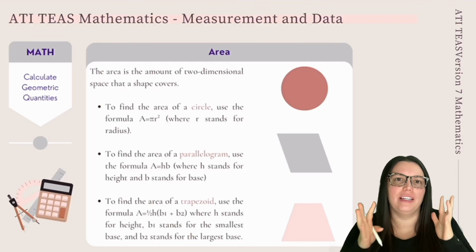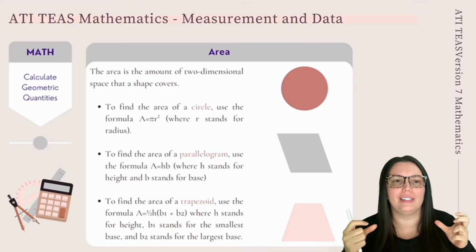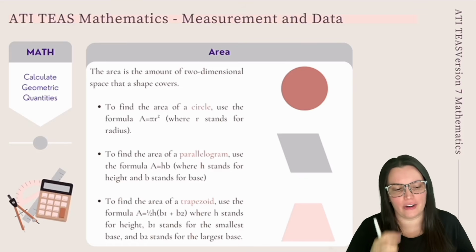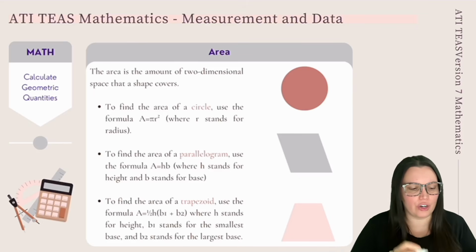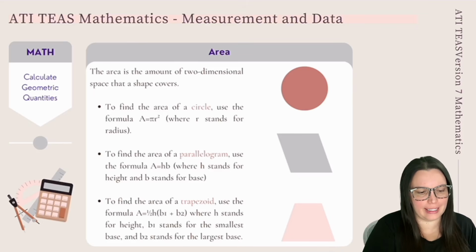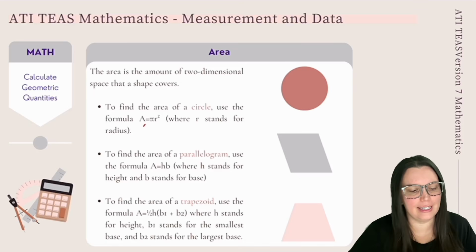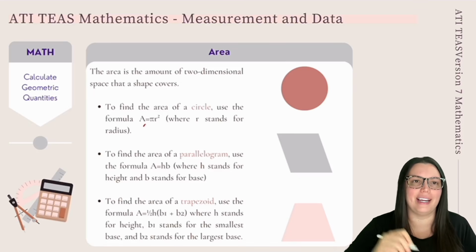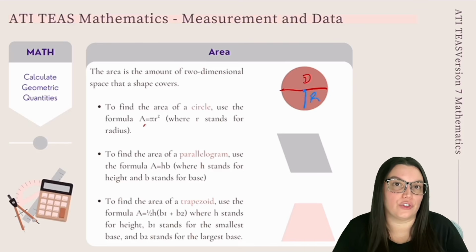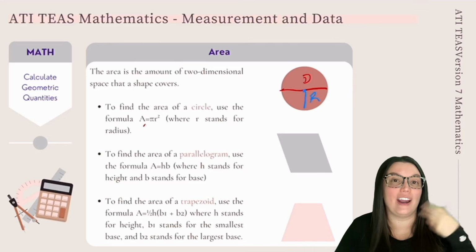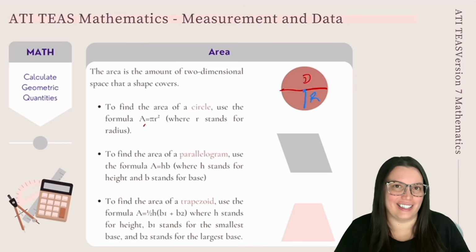Other common two-dimensional shapes that you're going to see on your ATIs regarding area are the circle, parallelogram, and trapezoid. So starting with the circle, the area of a circle is A is equal to pi times radius squared. Your diameter is going to be the total length across your circle, whereas your radius is going to be about half of that. So you're going to want to know half of your circle in order to determine the area.